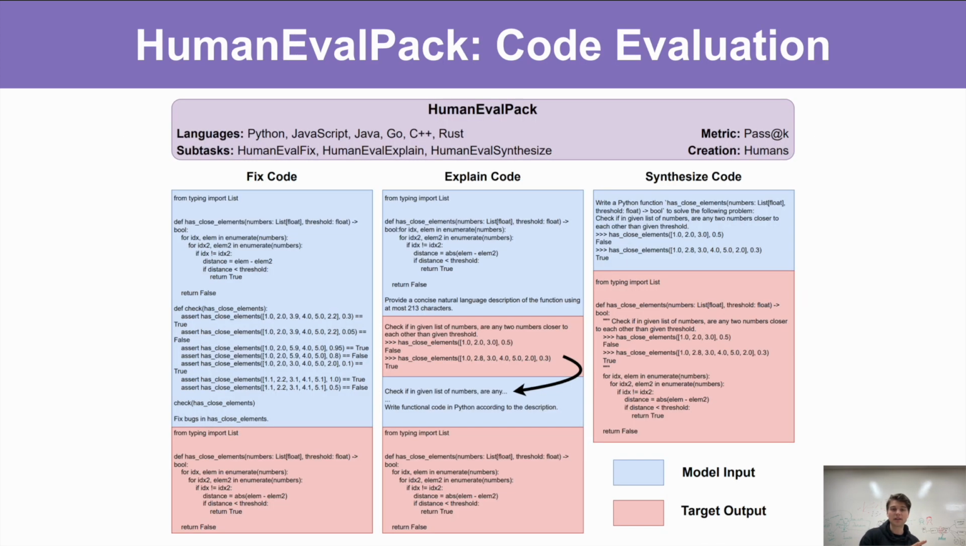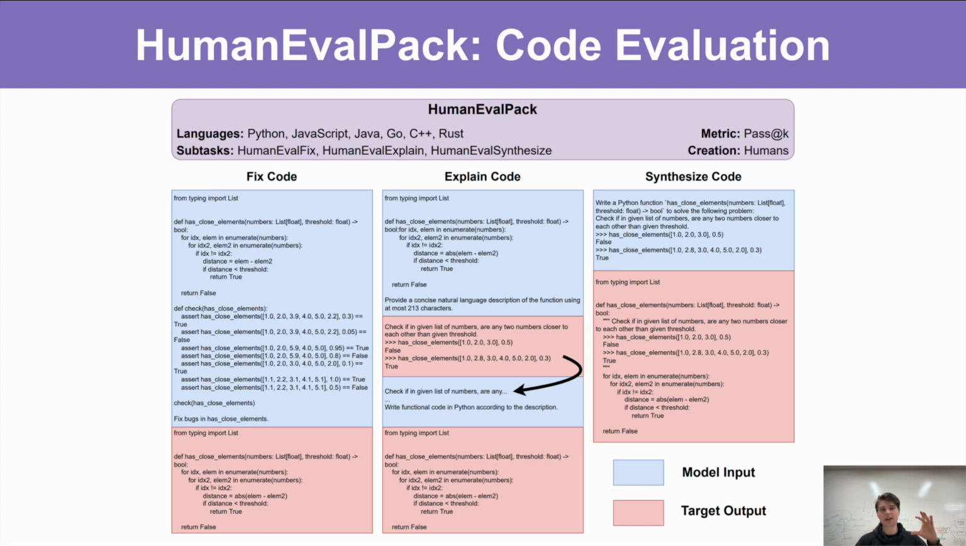So now that we have the data, we need a benchmark to track whether or not our instruction tuning with code models is working. To do so, we create HumanEvalPack, which is an extension of OpenAI's HumanEval to 3 different tasks and 6 different programming languages. The tasks are fixing code, as depicted on the left, explaining code in the middle, and also synthesizing code.